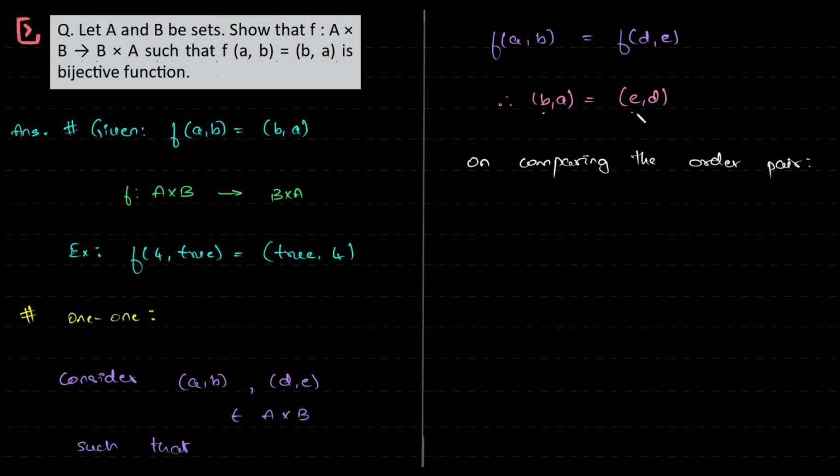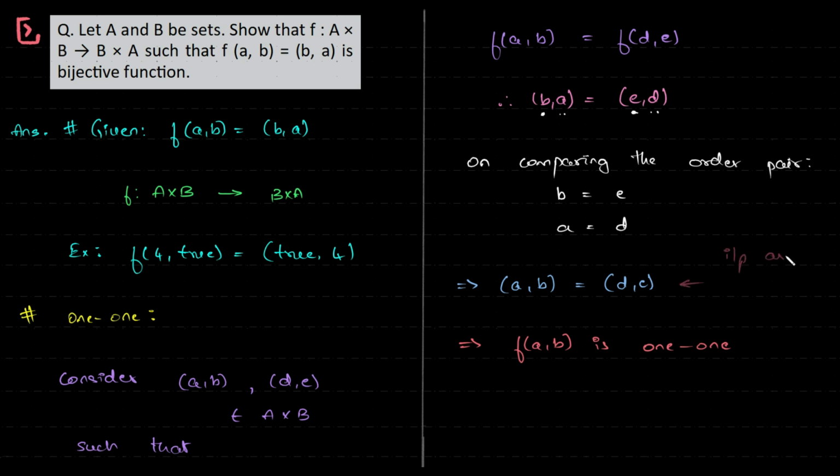Well, B will be equal to E and A will be equal to D. So B is equal to E and A is equal to D. So from this I can tell that A comma B is equal to D comma E. That is, the input values which we started off with are the same. So from this I can tell that f of x, in this case f of A comma B, is 1-1. Remember, these are your input sets. The inputs are same.